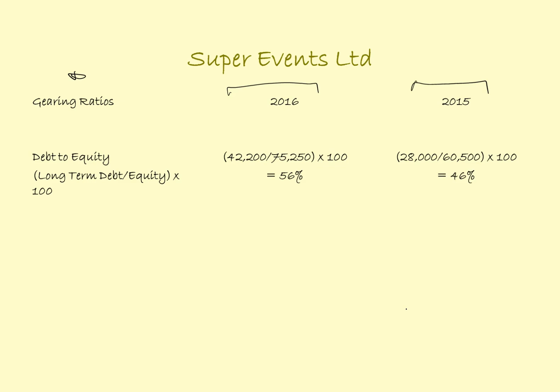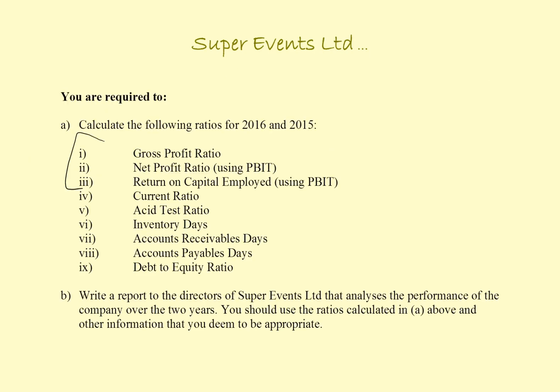So they are the 9 ratios that we were asked to do completed. So if we just go back here, we can see we were asked to do these 9 here. We've now done them all. So we're just going to write up our report now.